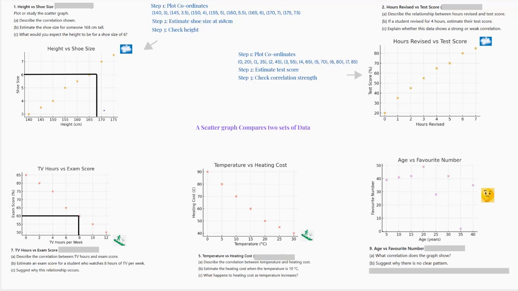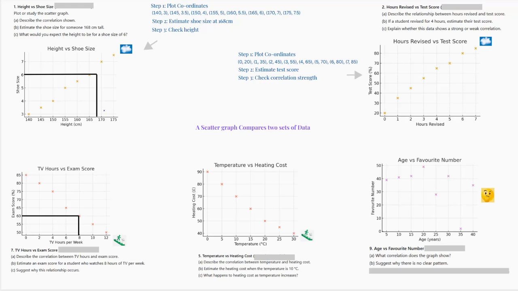So for example, 140 and 3, and so on and so forth. Now, you would know how to plot by this point if you're actually on a scatter graph. So for this question, it says, describe the correlation shown.